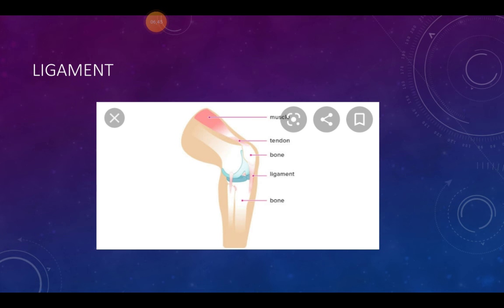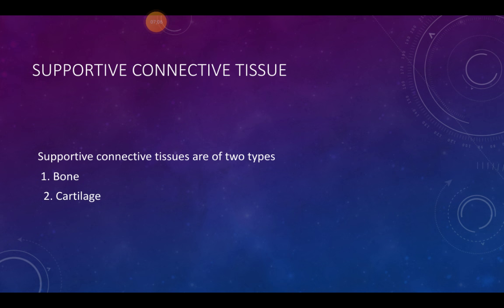Ligament. Ligament is an elastic structure. It is made up of fibroblasts and collagen fibers. Functions of ligament: it connects a bone to another bone. It helps in bending and rotation movement at a joint. Next, supportive connective tissue. Supportive connective tissue is of two types: bone and cartilage.